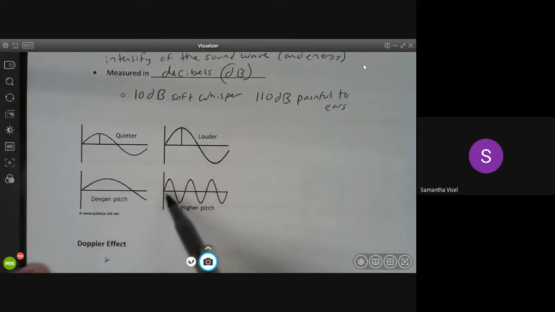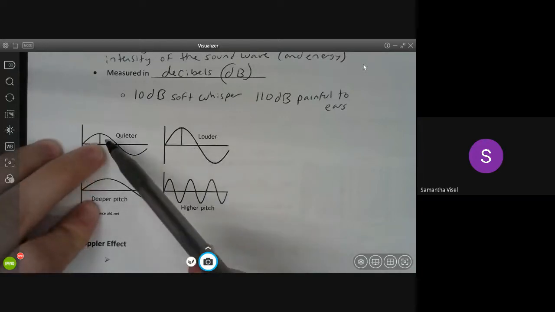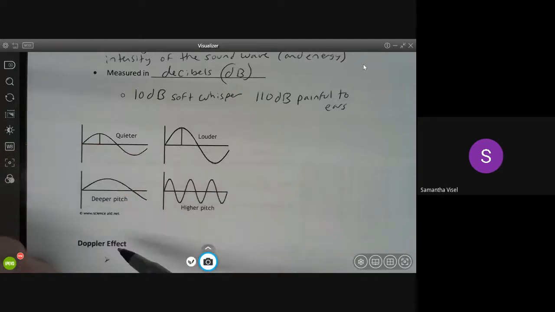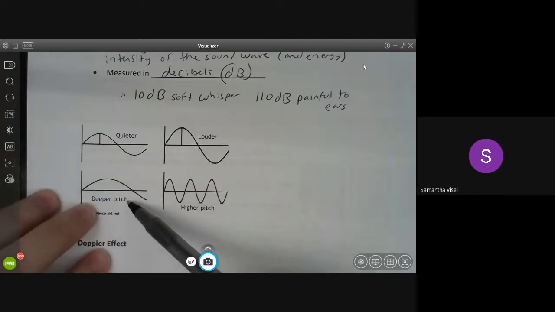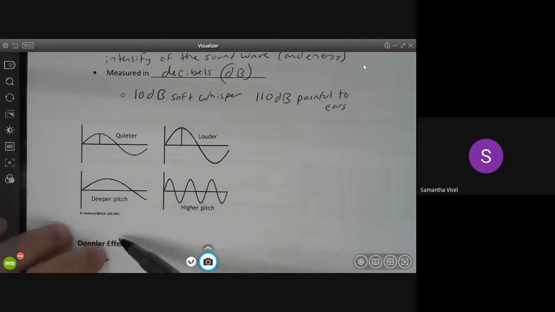So in this little diagram here, just a summary between the two properties of sound. Quieter sound, smaller amplitude; louder sound, higher amplitude. Pitch is related to frequency. So deeper, lower pitch when the wave is less frequent. Higher frequency wave is going to have a higher pitch.